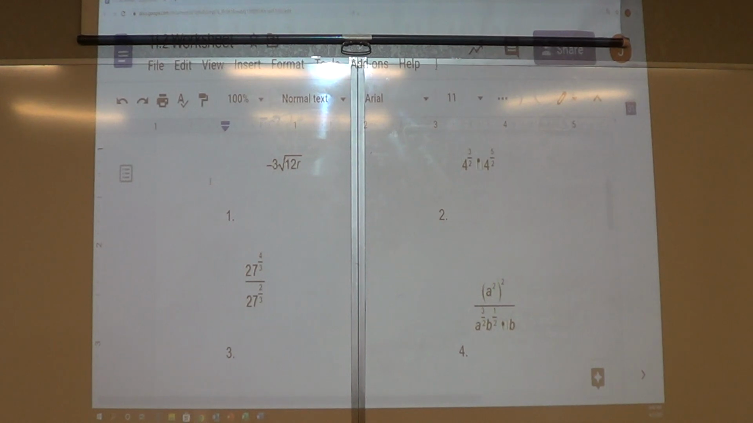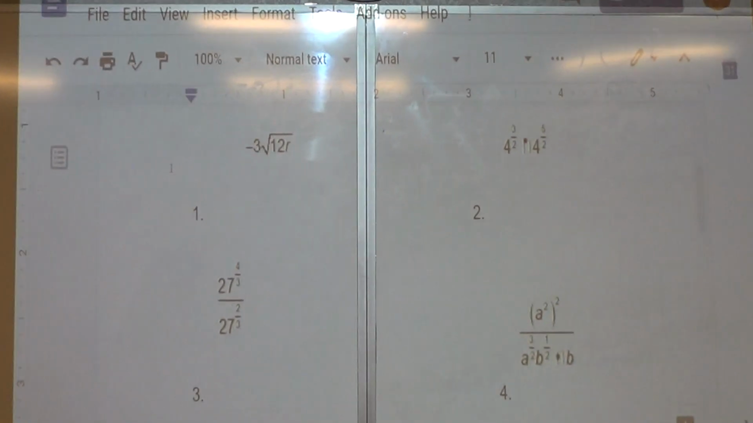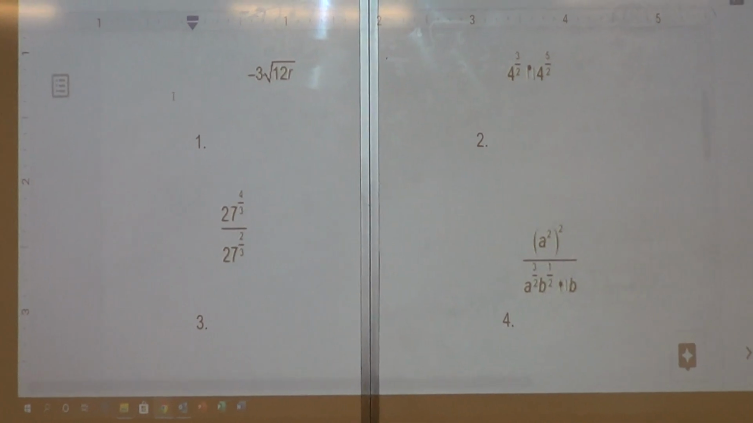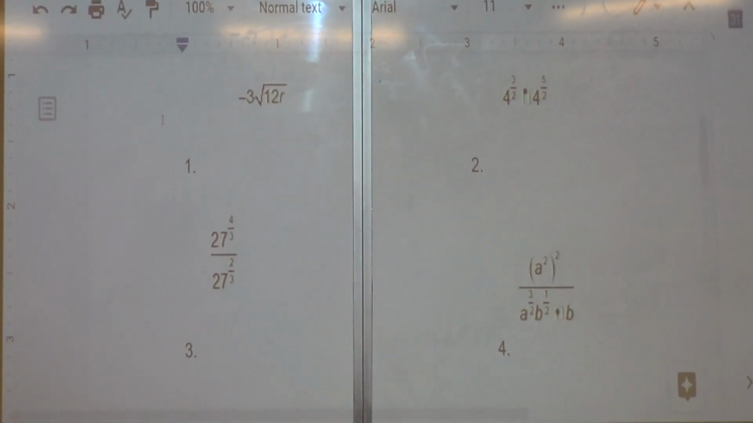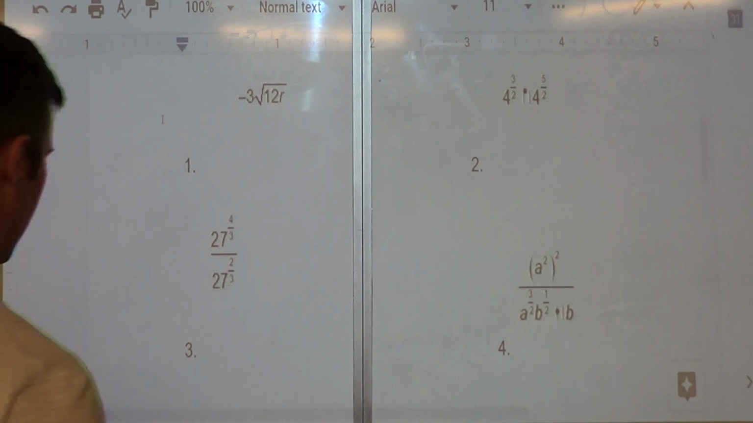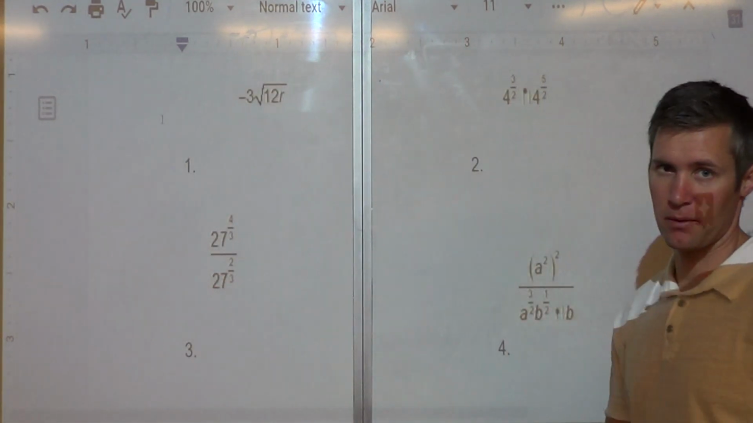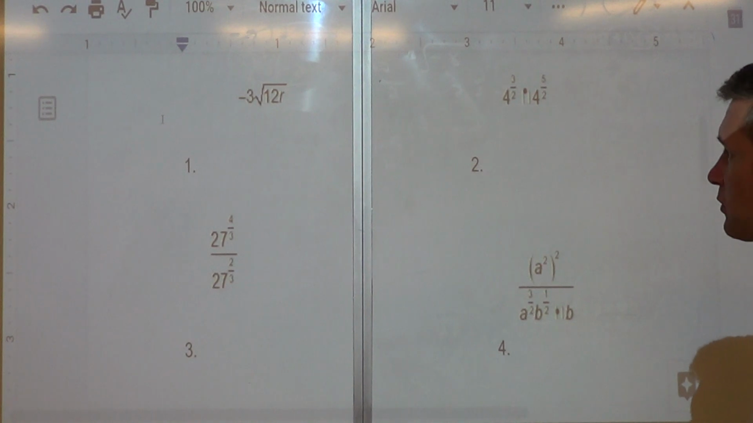Morning, students. I just wanted to go through this worksheet with you. The worksheet that I assigned yesterday, I want to go through all of them today. So we'll start here, first one. We're working with the radical properties, or exponent properties. What do we do with it?